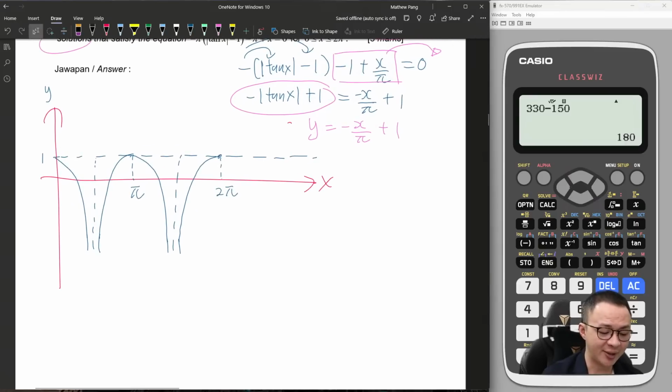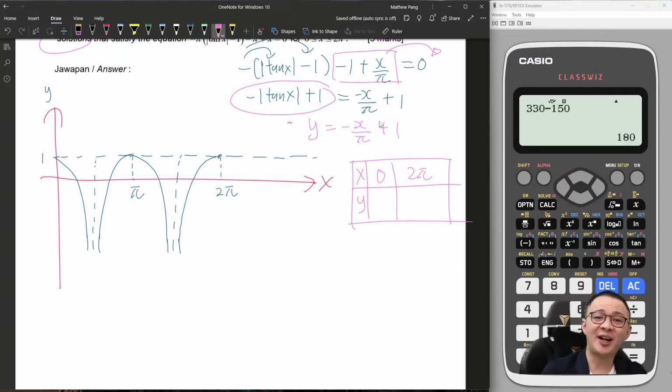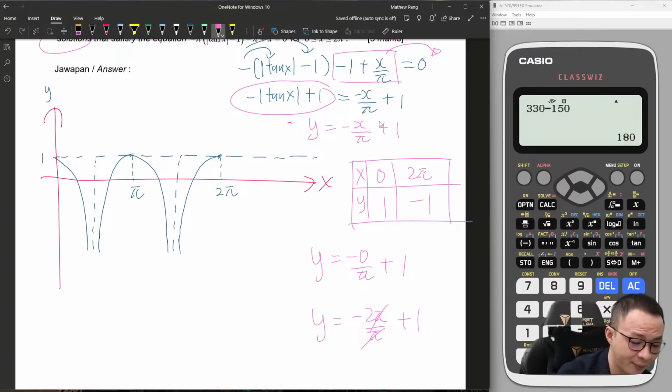So I will give myself a simple table, x and y. For my x, I prefer to use 0 and 2 pi most of the time, the starting x value and the ending x value. If I sub 0 into this equation, negative 0 over pi plus 1, I get 1. If I sub 2 pi into the equation, negative 2 pi over pi plus 1, cut, negative 2 plus 1, this is negative 1. Now I have two coordinates: one is 0, 1, which is here, and one is 2 pi and negative 1. I assume it's somewhere lower. Then I will just draw a line to connect them.